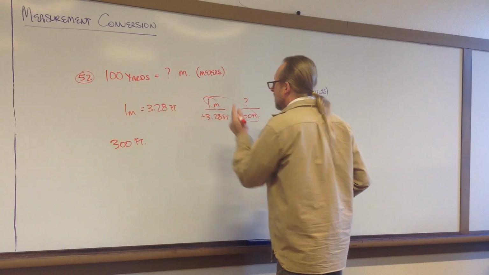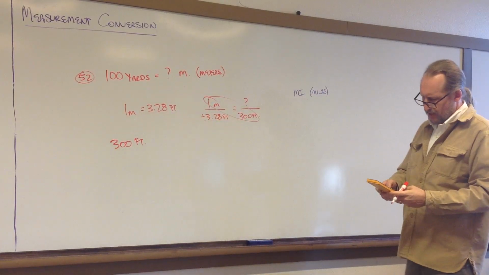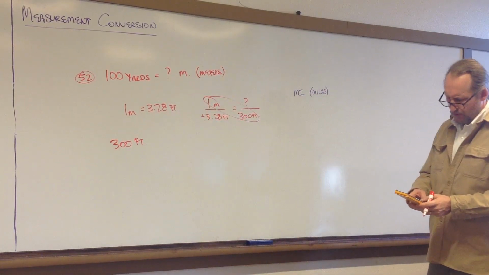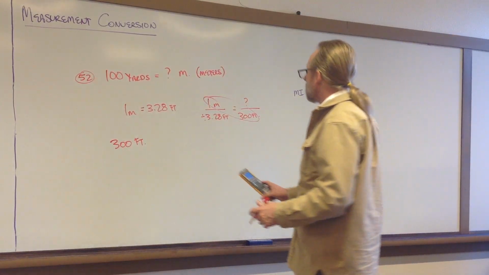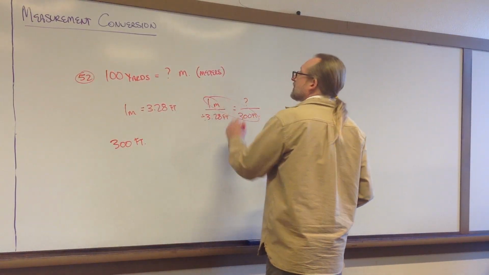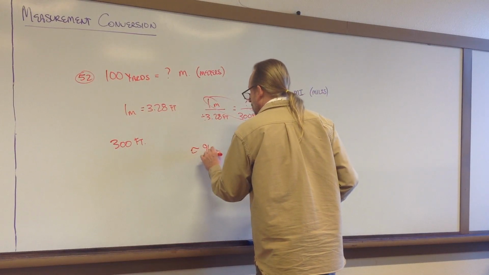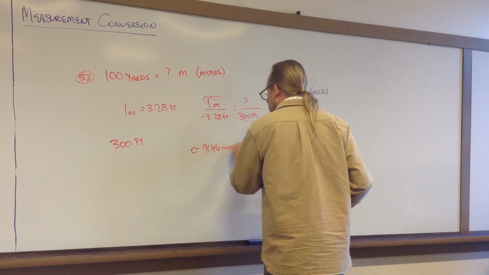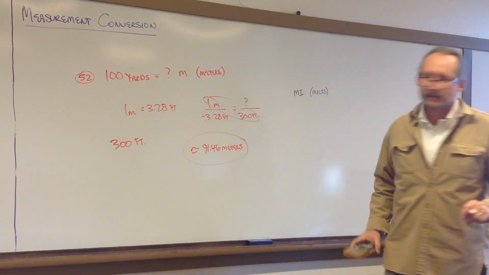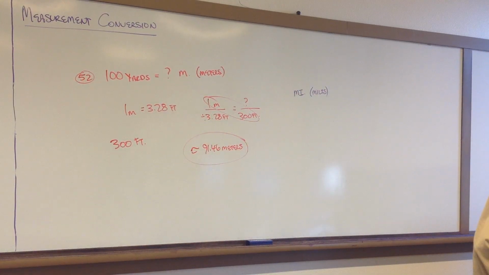Multiply here, divide by this one. So we're going to be doing 300 divided by 3.28, and so it's going to be about, I'll call it 91.46. Okay, there we go.